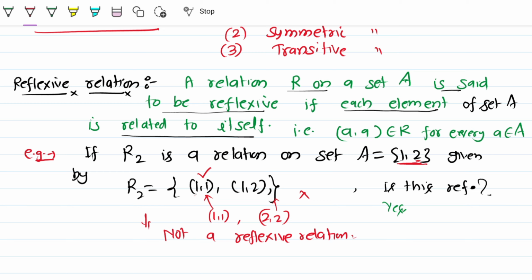Okay, so is it okay now? How to decide reflexive? For the reflexive, every element of the given set A is related to itself. This is a reflexive relation. Okay, clear? Okay, fine. We will do more examples and more questions in the upcoming lectures.